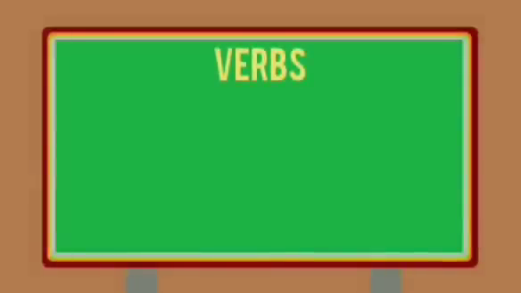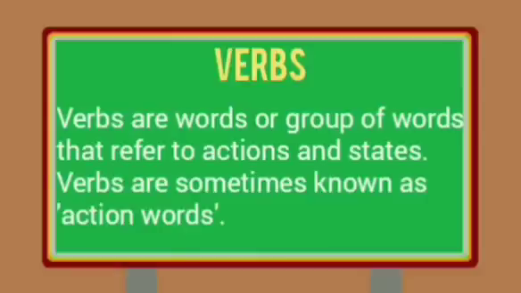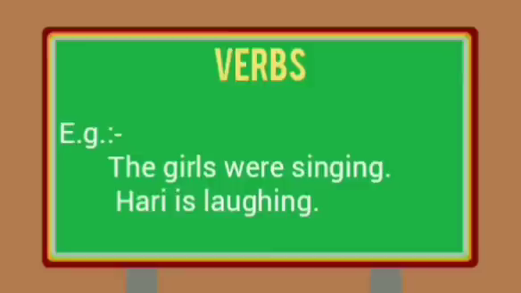Verbs. Children, verbs are of many types and are very important. So, first let's understand the very simple form of verbs. Verbs are words or a group of words that refer to actions and states. Verbs are sometimes known as action words. For example, the girls were singing. Hari is laughing. Here, the words singing and laughing are showing action.